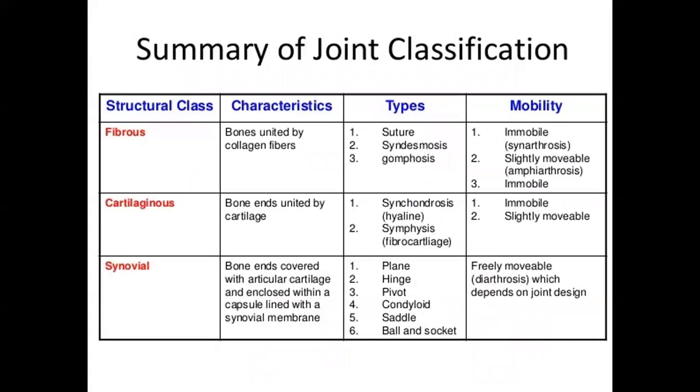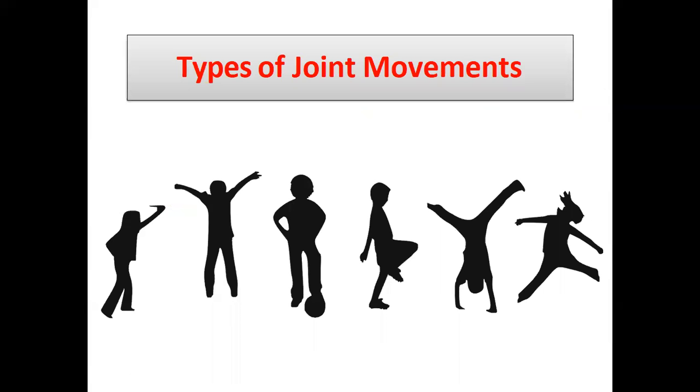So here is a classification, a summary of the different types of joints that we have. These are the structural classifications. You have your fibrous joints, your cartilaginous joints, and your synovial joints. Here you have those bound by collagen fibers, bound by cartilage, and those with synovial capsules. These are the different types of each joint, and this is the different types of mobility that each has. So those are your functional classifications. So let's talk about the different types of joint movements.